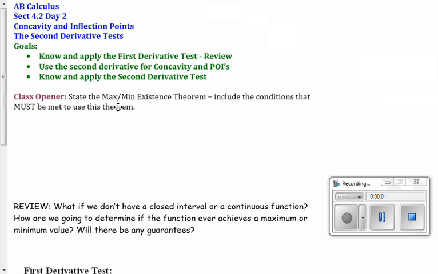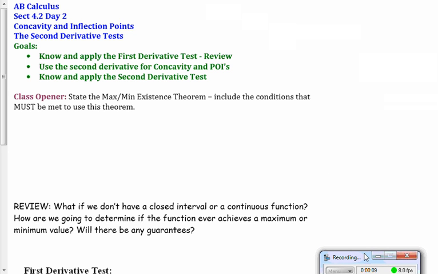Let's go ahead and talk about 4.2 day 2, and try to make this quick. Here are our objectives, or our goals. We want to be able to apply the first derivative test, that's review. We're going to use the second derivative to talk about concavity and points of inflection. Those are our 2 new vocab words today, concavity and points of inflection. And then we're going to apply the second derivative test.